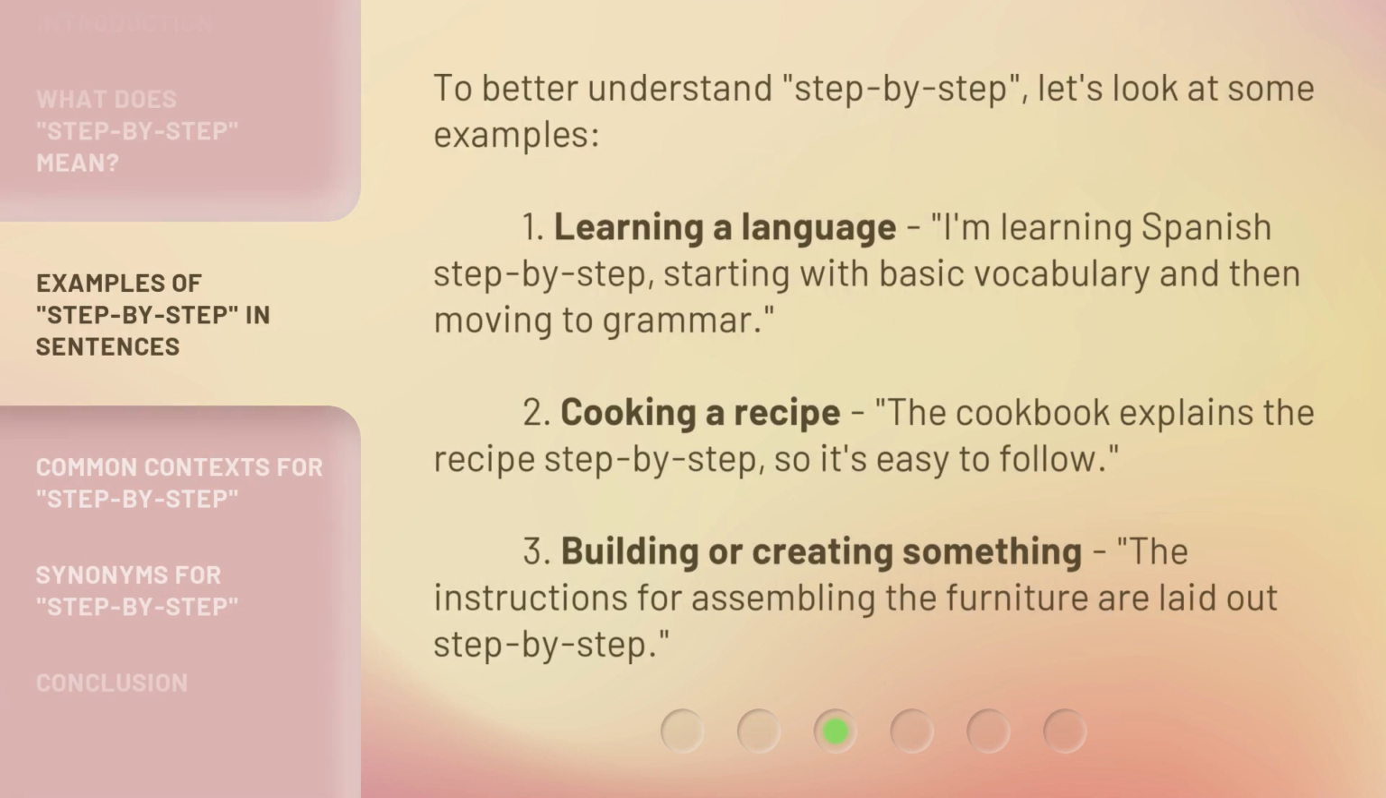To better understand step by step, let's look at some examples. 1. Learning a language. I'm learning Spanish step by step, starting with basic vocabulary and then moving to grammar. 2. Cooking a recipe. The cookbook explains the recipe step by step, so it's easy to follow. 3. Building or creating something. The instructions for assembling the furniture are laid out step by step.